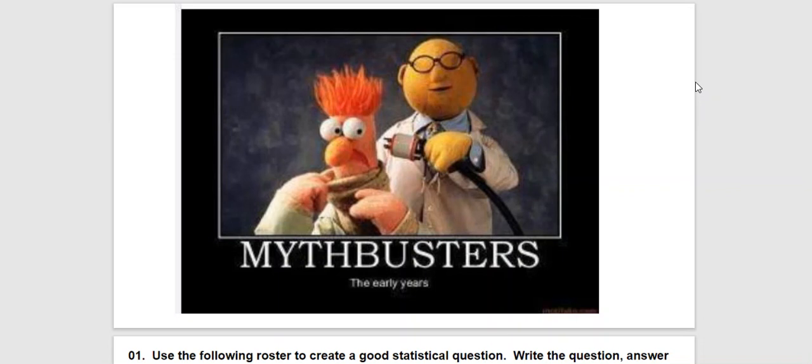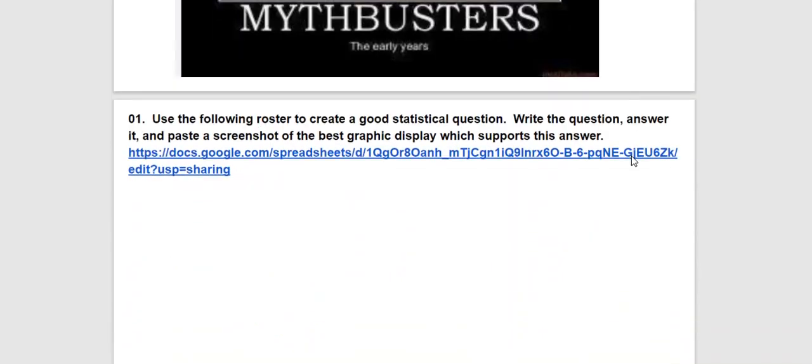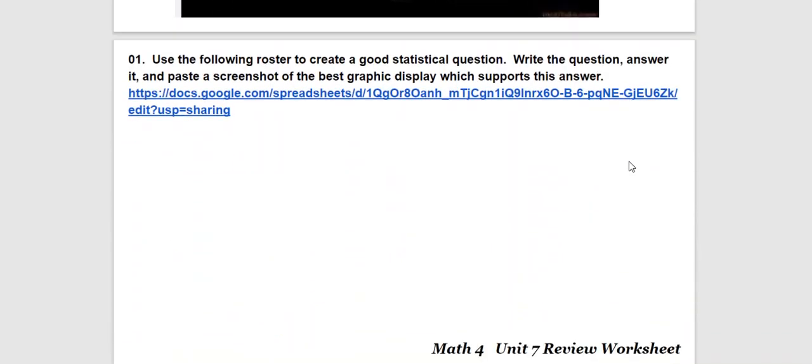Okay, we're ready for the review sheet for Unit 7, preparing for the Unit 7 test. And I thought you would get a kick out of this since we watched a Mythbusters clip earlier on in the unit. Now, number one is to take the following spreadsheet and create a good statistical question. Write the question, answer it, and paste a screenshot of your best graphic display which supports the answer.